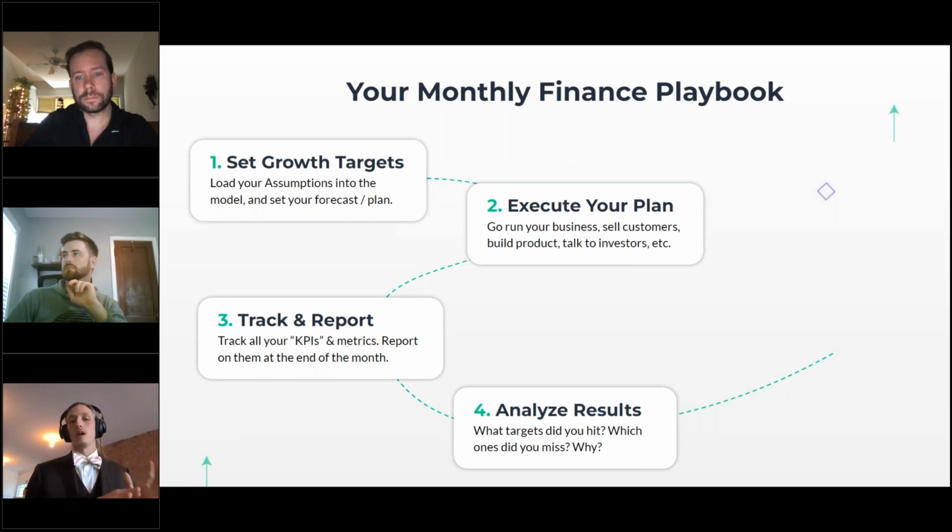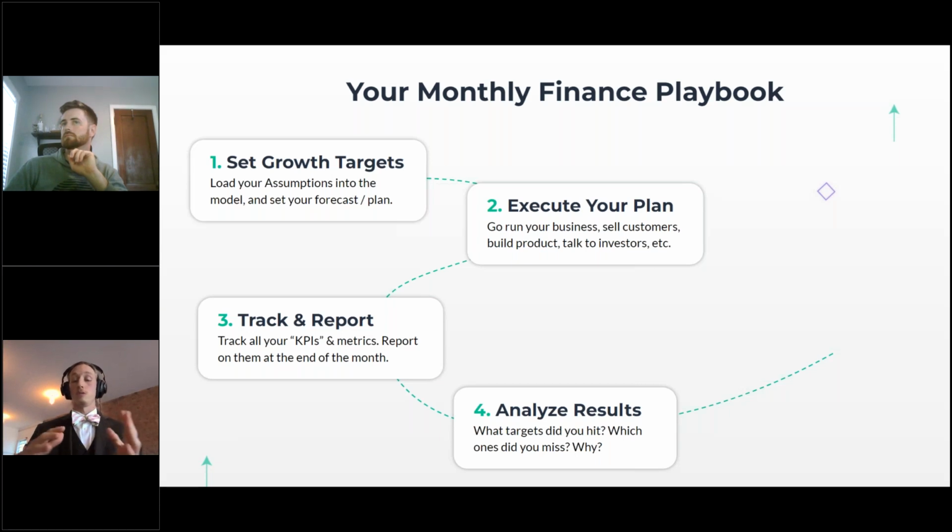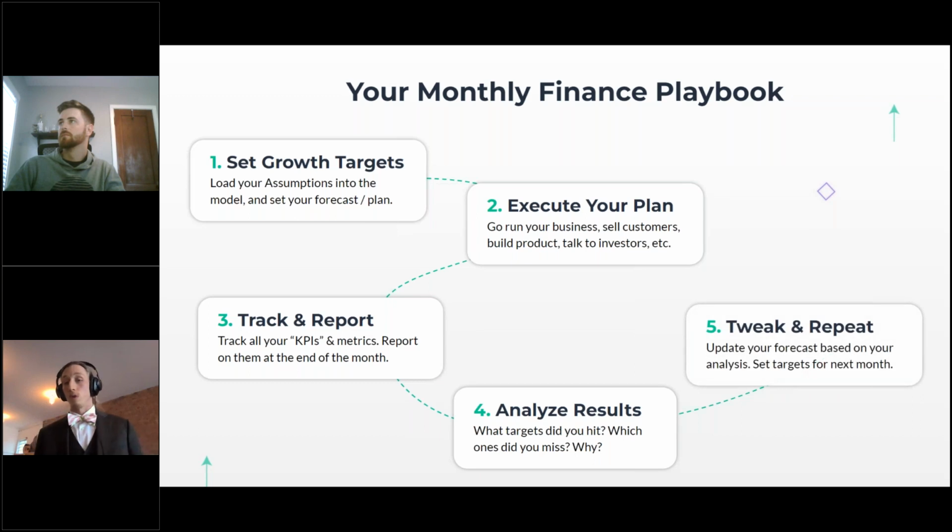And then most importantly, what are we going to do next month, or the next few months, next quarter, to change that? How are we going to hit that growth target in the future? How should we adjust our plan in order to make sure that we stay on track? And so that's the tweak and repeat.